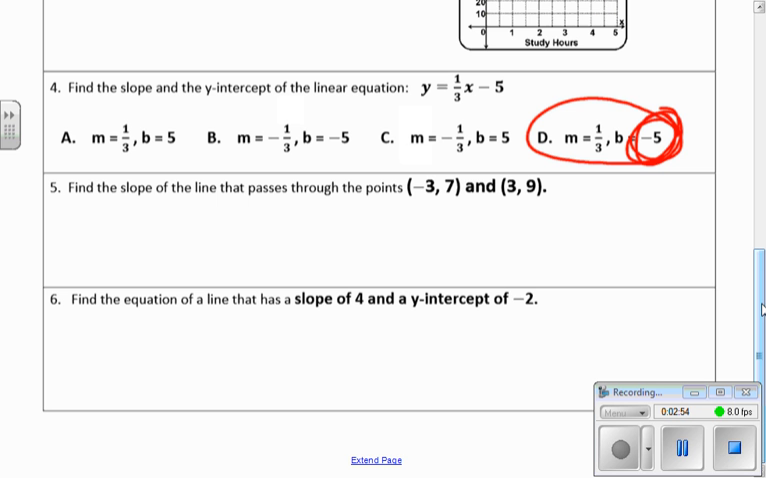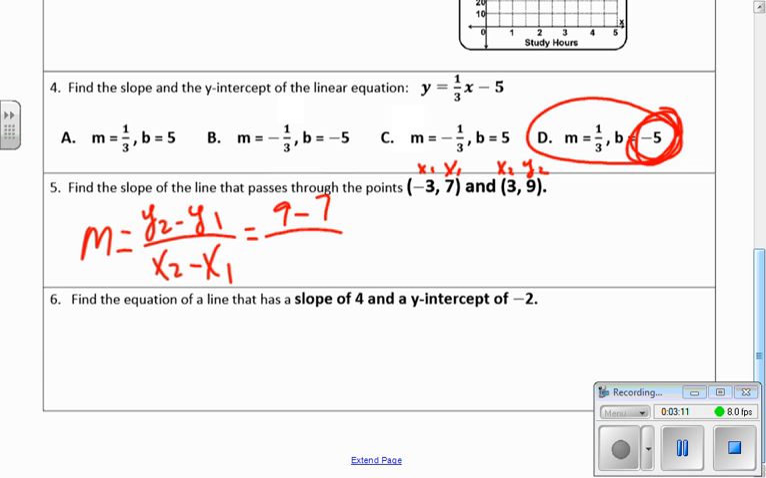Number 5, find the slope. You need to use the slope formula. There's no other way to do this. You need to know the slope formula, and you need to know how to use it. That's the slope formula. Label your points, x1, y1, x2, y2, and then just plug them in. Substitute in 9 minus 7 over 3 minus -3 equals 2/6, and you need to make sure you reduce fractions. Your calculators do that for you. You should know how to do that at this point.